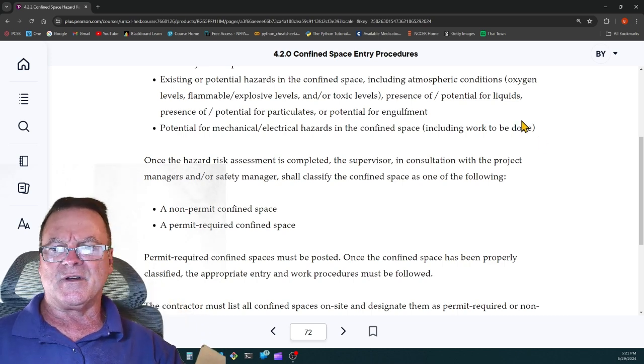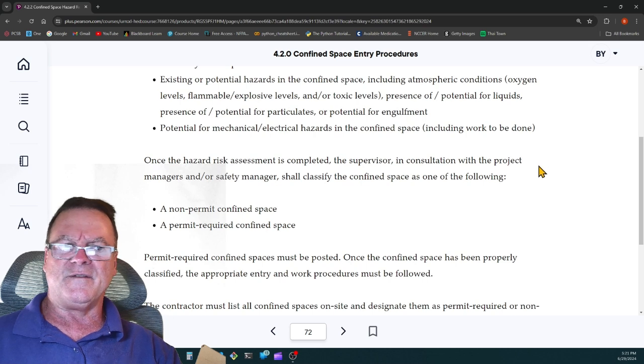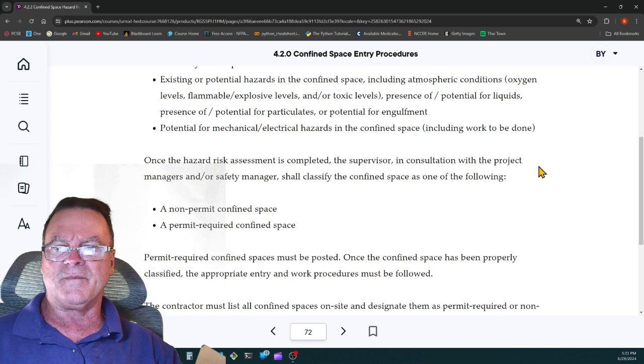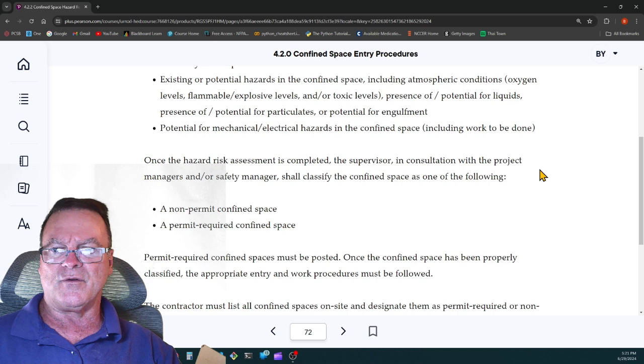That potential for engulfment is usually if it's an excavation. The manholes usually have concrete sides, so there's not much of a risk of engulfment.